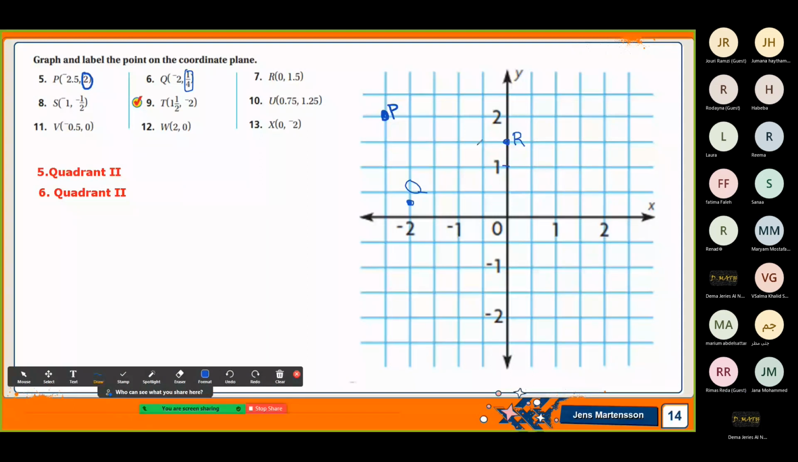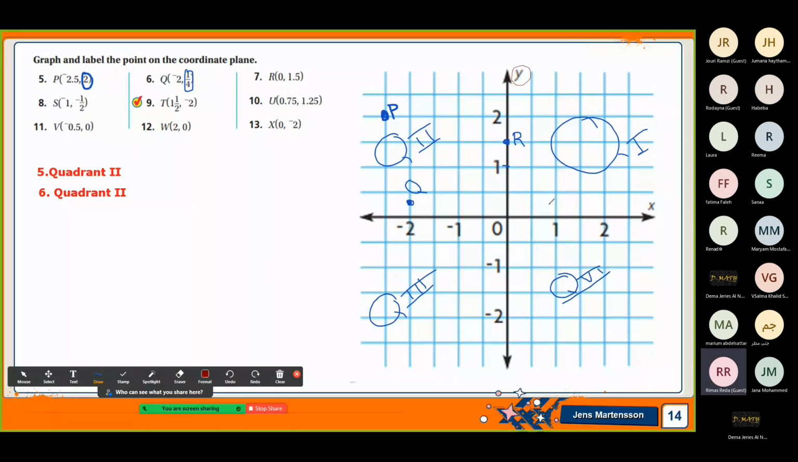Now see, Rimas and all of you. If it is on this area, I will say quadrant 1. If it is on this area, I will say quadrant 2. Here, I will say quadrant 3. And here, I will say quadrant 4. What about if they are on the lines? Where is the position? I will not say quadrant 1 or 2 or 3 or 4. I will say x-axis or y-axis. So Rimas, point R, is it on the y-axis or on the x-axis?